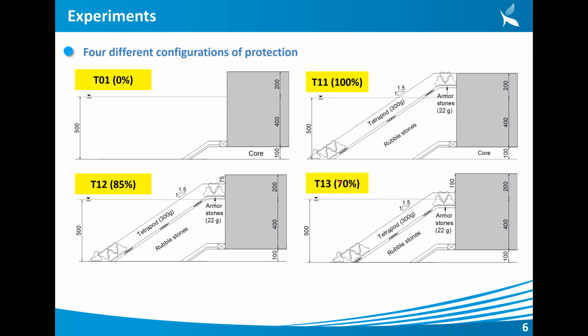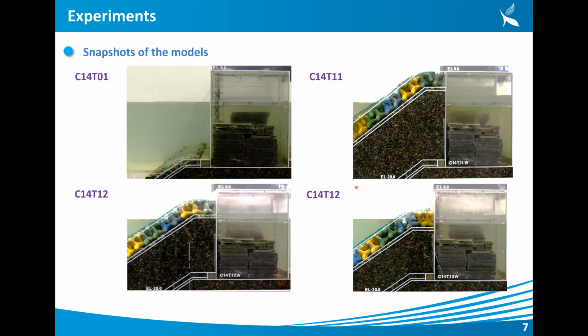So a total of 12 different test cases were considered in the experiments in terms of the 3 geometrical parameters shown in the previous slide and the 4 configurations of the protection shown here. These are the photographs of the models. Tetrapods made of concrete with a nominal diameter of 7.5 centimeters were regularly placed in 2 layers, and the front slope of the armor layers was 1 to 1.5 for all the models.